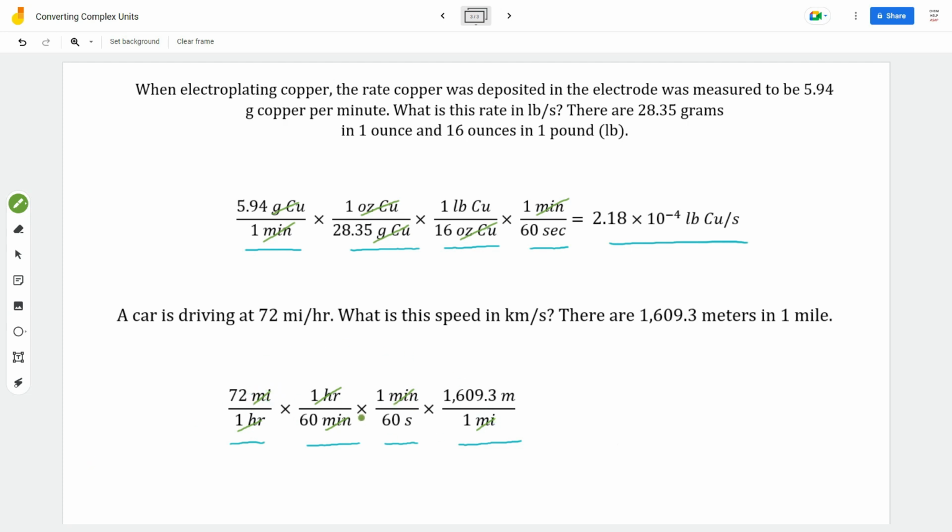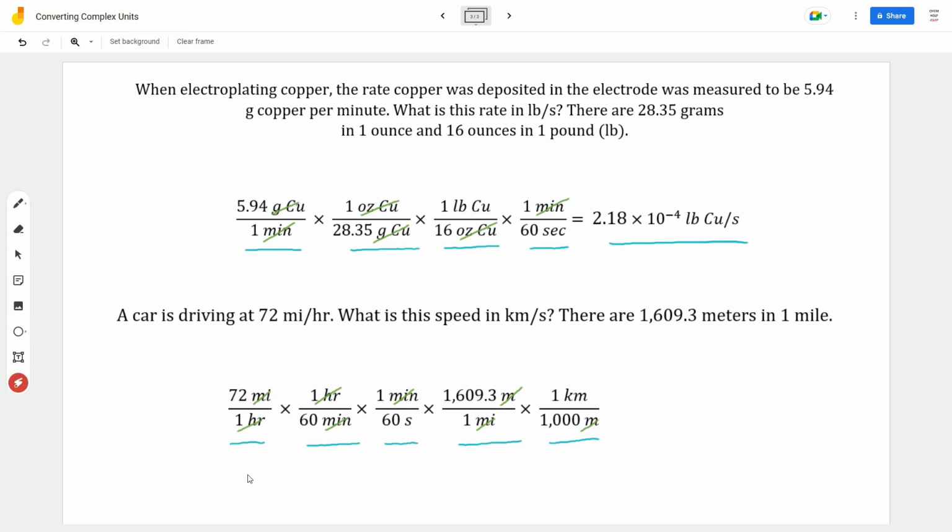Okay, so at this point, I've gone from miles to meters, but my problem has asked me for kilometers. So I have one more step. Here is my final conversion factor. There are 1,000 meters in 1 kilometer. Let's make sure units cancel. So you can see meters cancel with meters. Now I'm left with kilometers.